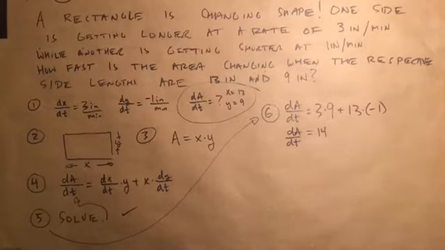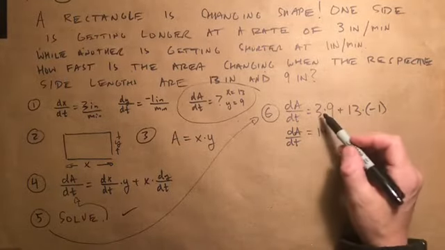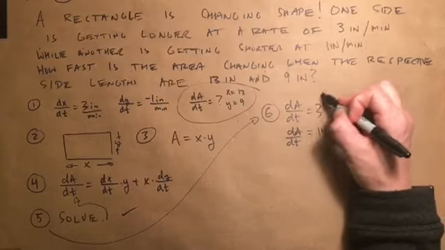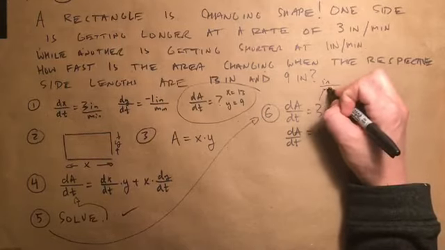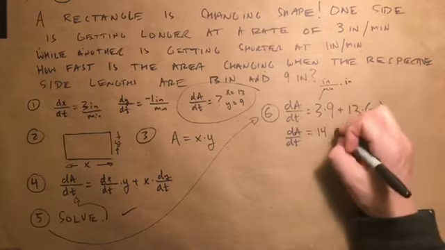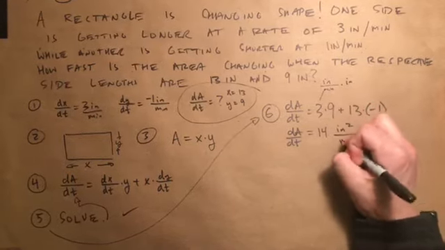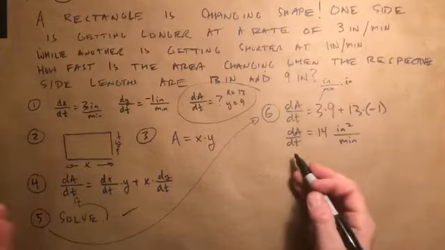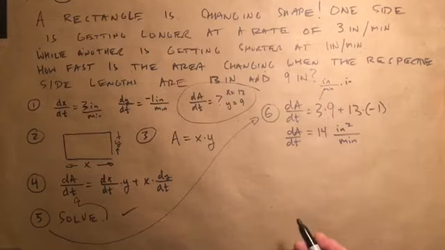Now, the one thing that I do like to check is what are the units of this? The 3 was in inches per minute. The 9 was in inches. And so isn't that wonderful? Square inches per minute, which is exactly how the area would be changing.